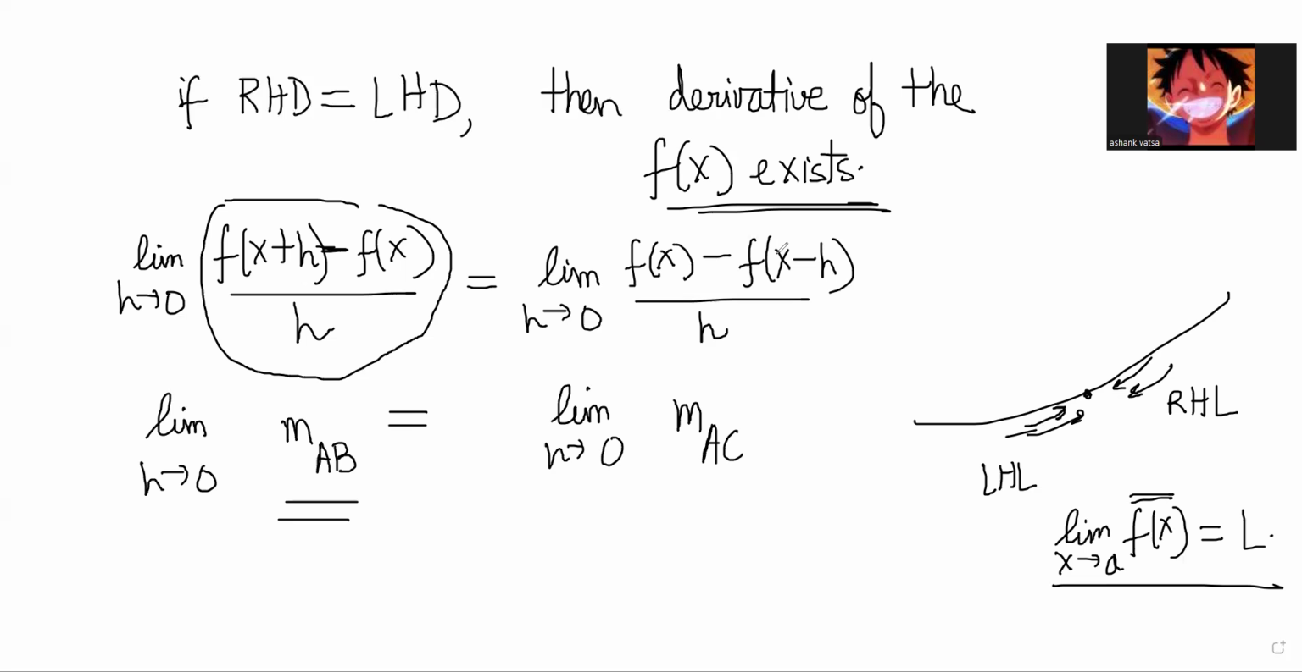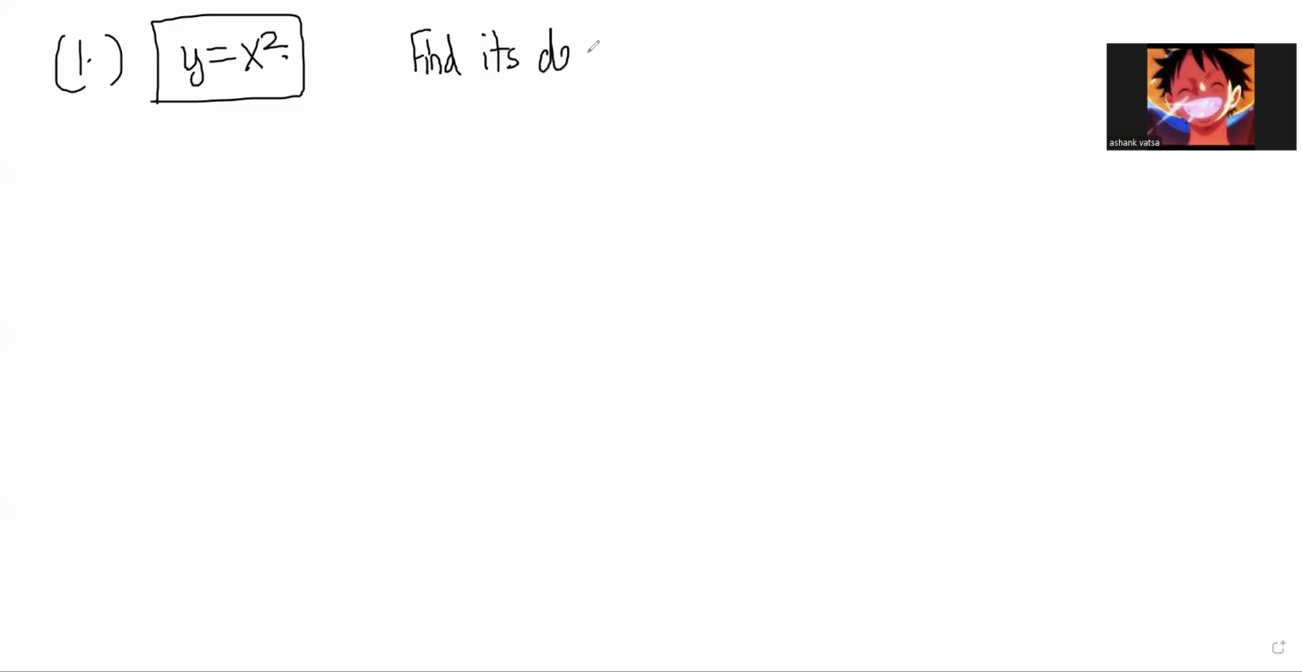Okay, right now it may seem weird and all. We'll do some examples and you'll understand. So let's take some examples and find the derivative of some functions. Okay, so first example is y is equal to x square, right? The question is find its derivative at x is equal to 2.